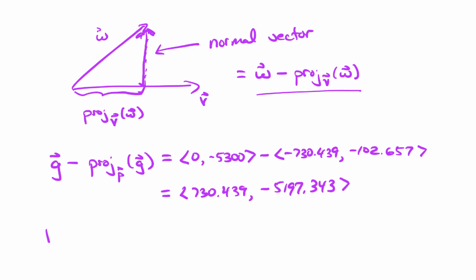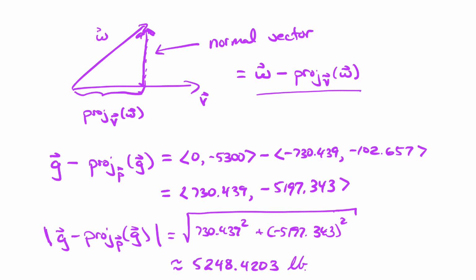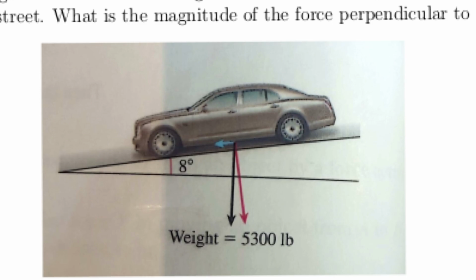And so the magnitude of this normal vector is just going to be the square root of the sum of the squares of these components, so 730.439 squared plus negative 5197.343 squared gives us approximately 5,284.4203 pounds.